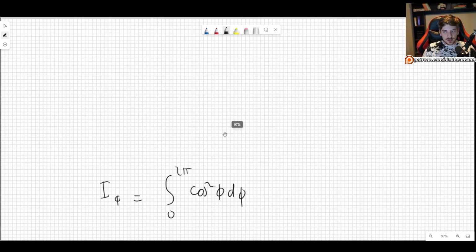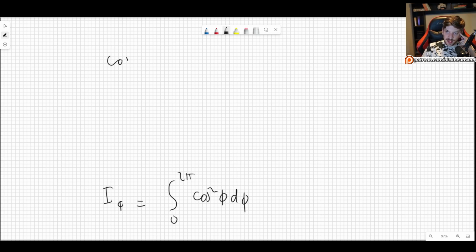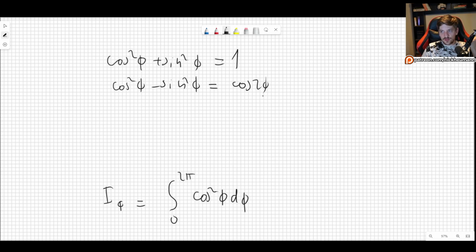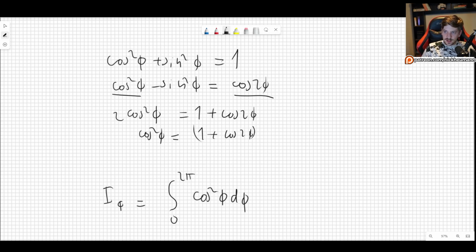So how do we get rid of our cosine squared? Well, we remember this. We know that cosine squared of phi plus sine squared of phi is equal to 1, and also that cosine squared of phi minus sine squared of phi is equal to cosine of 2 phi. So if we want to write cosine squared in terms of something that is not squared, we just have to add these two equations together, and we get 2 cosine squared of phi is equal to 1 plus cosine of 2 phi, which gives us that cosine squared of phi is 1 plus cosine of 2 phi divided by 2.